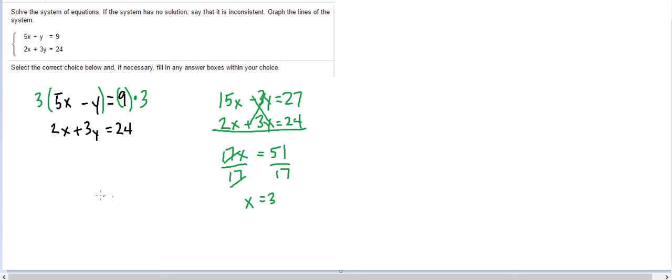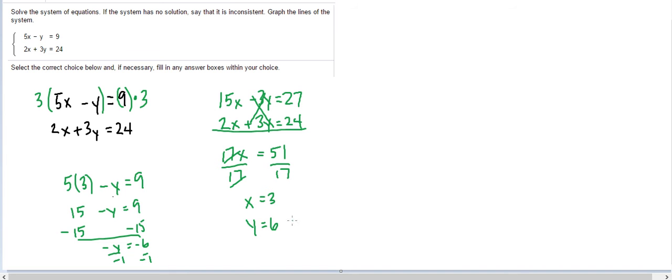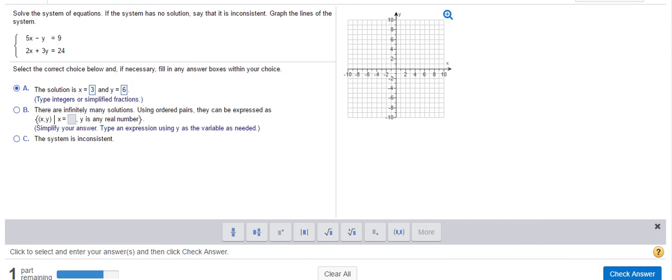And then from that we can go find y. So you could use the first equation and plug 3 in for x. So 5 times 3 is 15 minus y equals 9. So take away 15, and we get negative y is negative 6. And so divide by negative 1, and we find out that y is 6. Alright, so that's the solution for this system of equations.